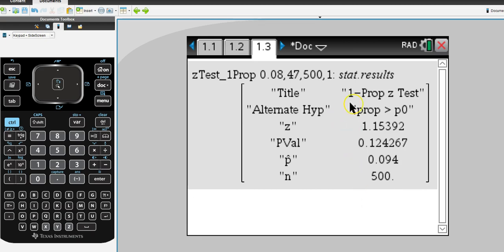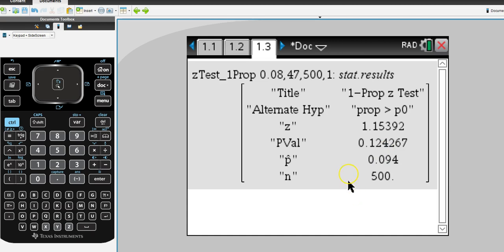And so notice what this gives me. This gives me the title of the test. It gives me my alternate hypothesis. It gives me the z-test statistic. In other words, this tells me that p hat, which is right here, p hat is 0.094. That is about 1.15 standard deviations above the mean of the model, which is at 0.08. The p-value is 12.4%, and then it gives us our n.